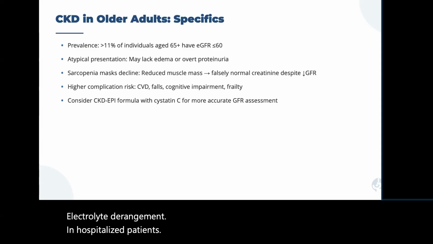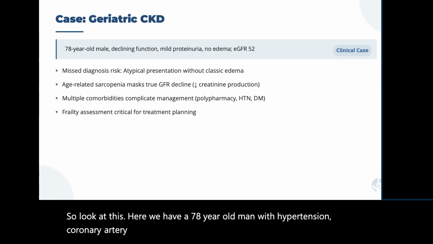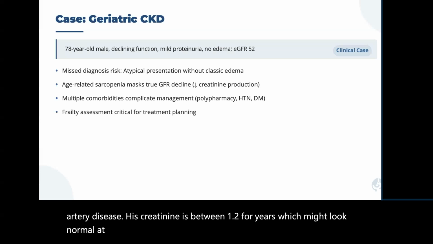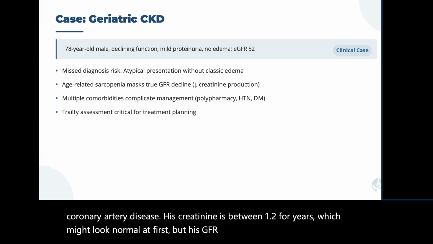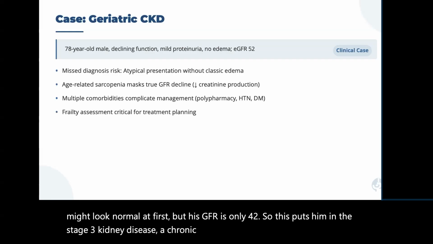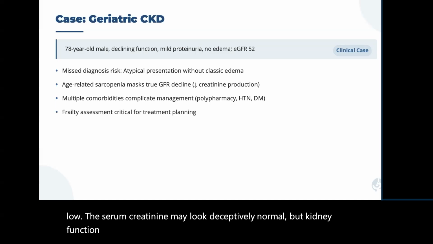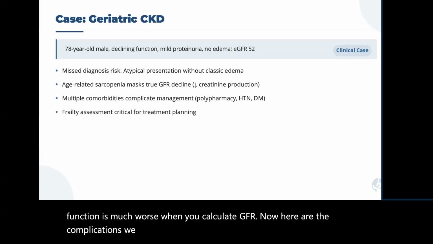So let's move on. Look at this here. We have a 78-year-old man with hypertension and coronary artery disease. His creatinine has been 1.2 for years, which might look normal at first, but his GFR is only 42. So this puts him in stage 3 chronic kidney disease. Creatinine generation is low. The serum creatinine may look deceptively normal, but kidney function is much worse when you calculate GFR.